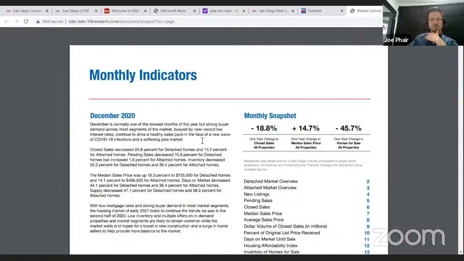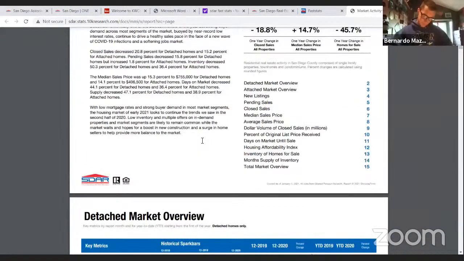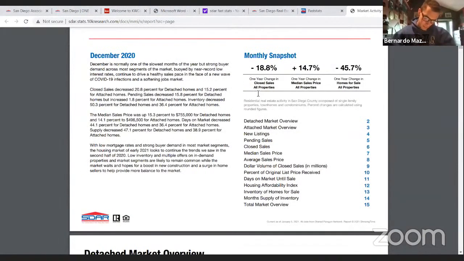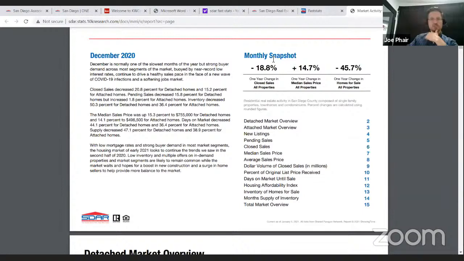Okay, so the monthly snapshot: minus 18%. The year change in closed sales for all properties is down 18%. The median sales price is up almost 15%, which means values are going up. This number here, 45, that's huge.